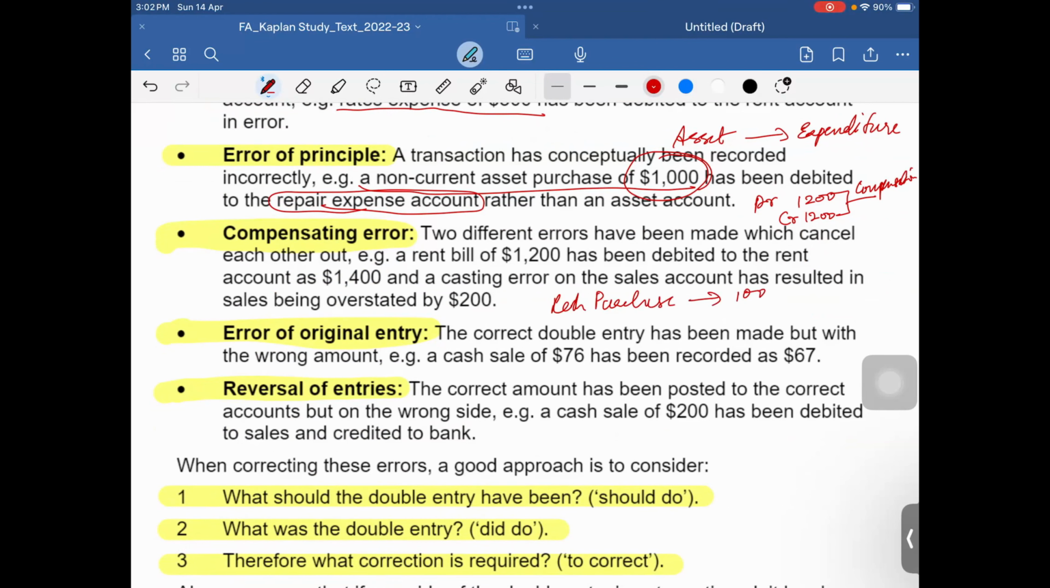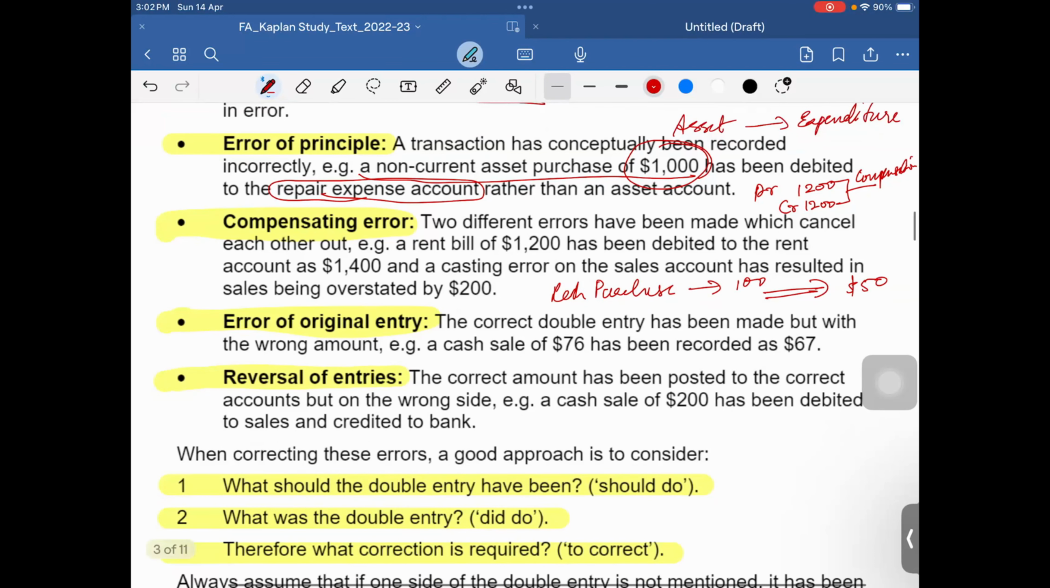$100. And while you were recording, you took it as $50. So that means you have actually taken the wrong amount, but the treatment is correct. So the trial balance is going to get tallied. Clear? Okay, next one, reversal of entries.